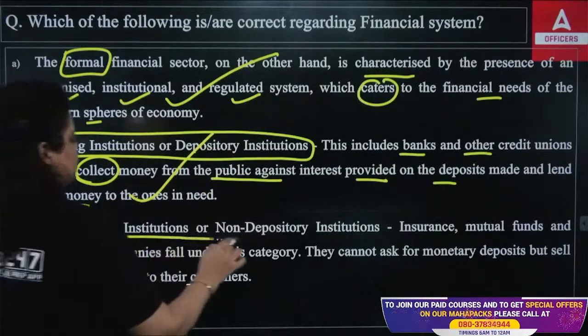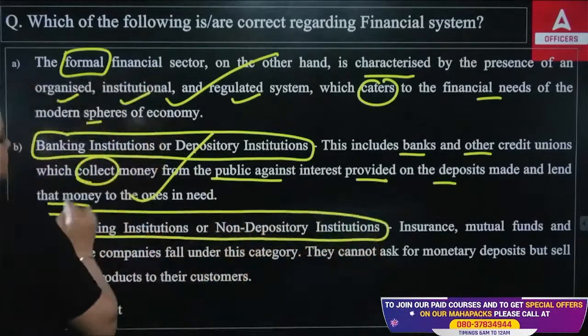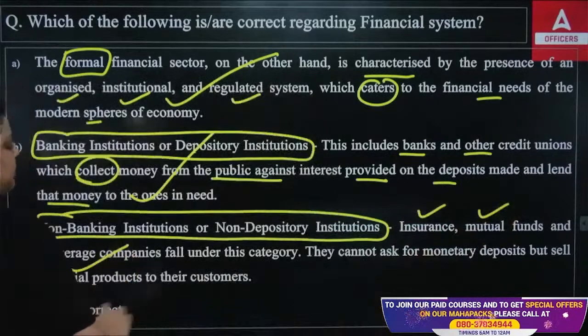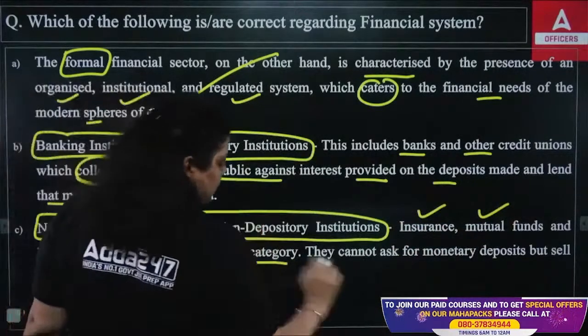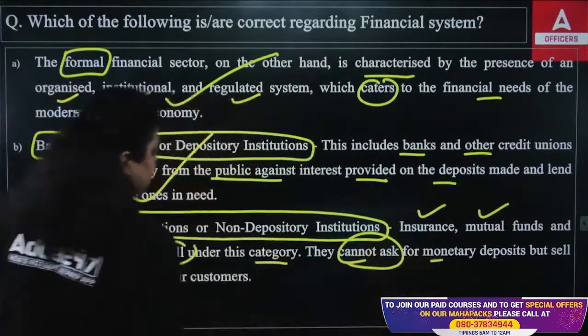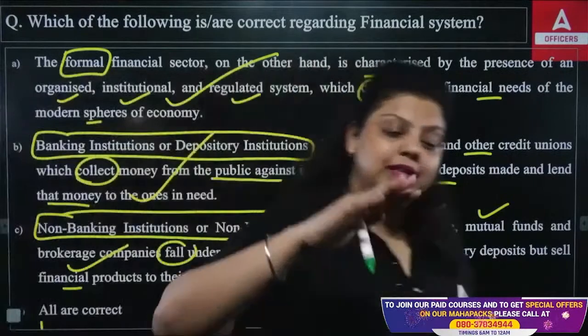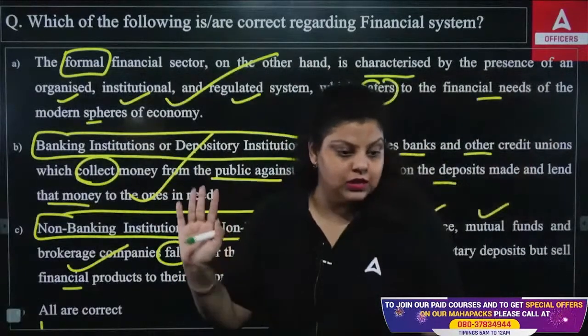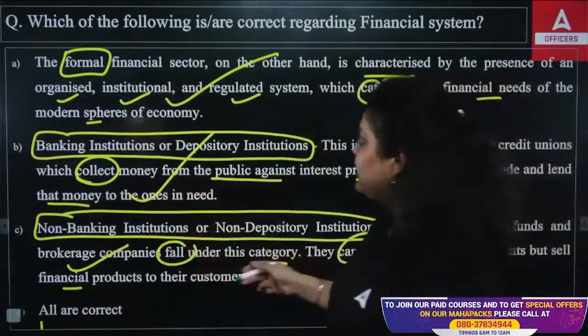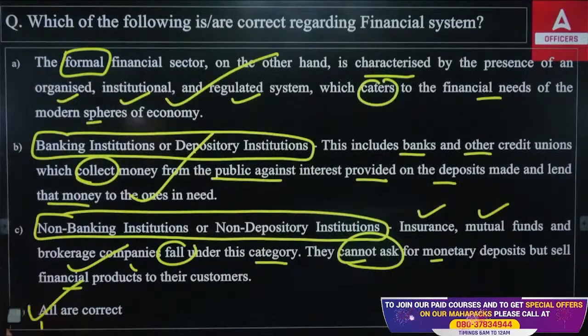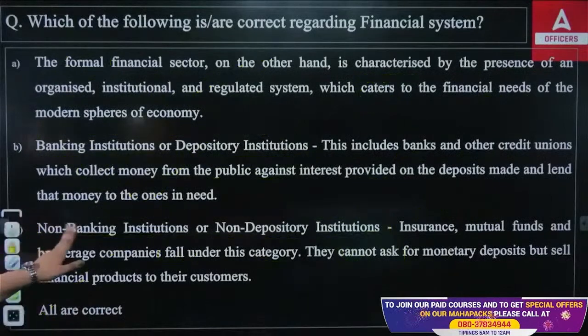Now, non-banking institutions or non-depository institutions are those which cover insurance, mutual funds and brokerage companies. They cannot ask for monetary deposits but sell financial products and services. That's true. An insurance company cannot accept deposits from the public; they are simply selling their insurance products. Similarly with mutual funds. So the right answer will be all are correct. All the statements about the financial system are correct. So the right option will be D.